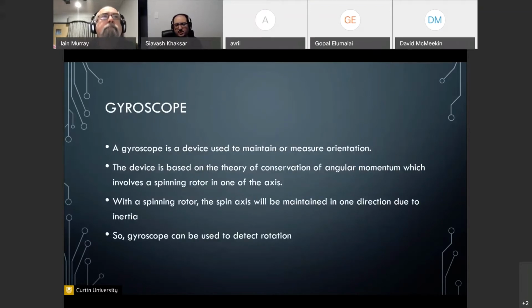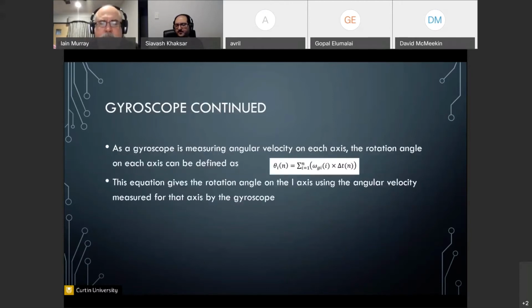And of course, we have the gyroscope as well, and that helps us maintain and measure orientation. It's based on the theory of conservation of angular momentum, and it involves spinning a rotor in one of the axes. So again, you can see the equation to measure angular velocity using the data we're getting from the gyroscope.